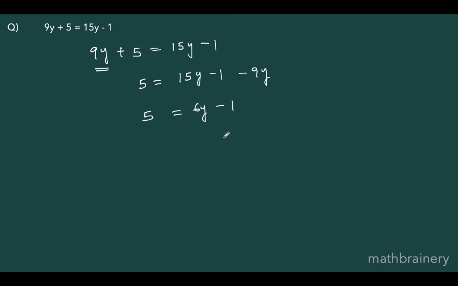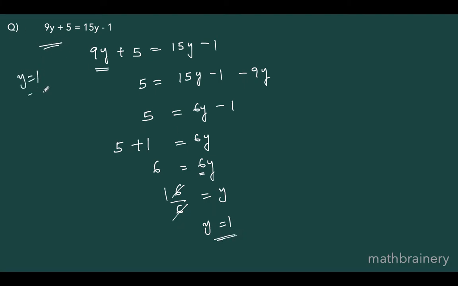Let's now transpose this minus 1 to the left hand side. It will be 5 plus 1 is equal to 6y. 5 plus 1 is 6. This is equal to 6y. Let's now transpose this 6. You have 6 divided by 6 is equal to y. 6 ones is 6. So y value is 1. So the solution to this linear equation is y is equal to 1. Let's look at the next question.